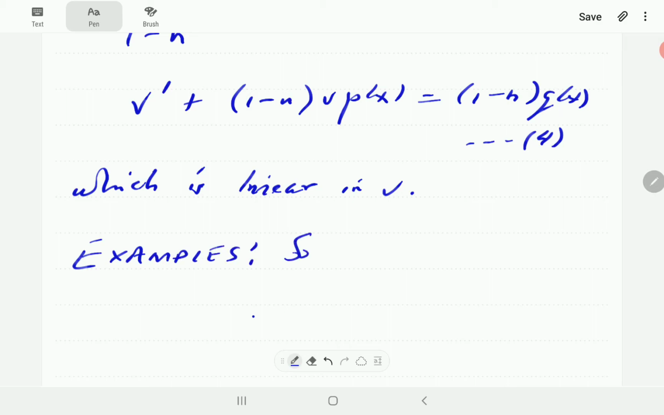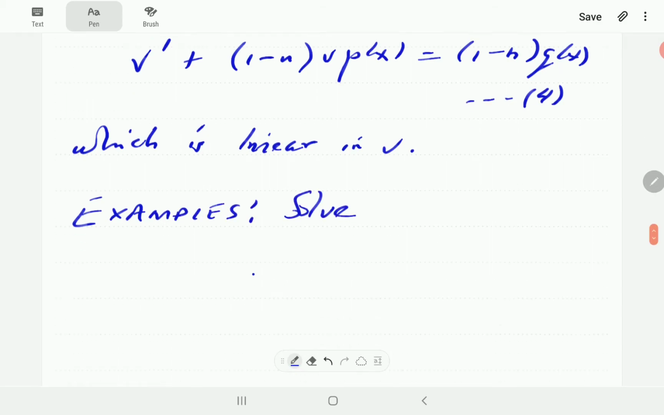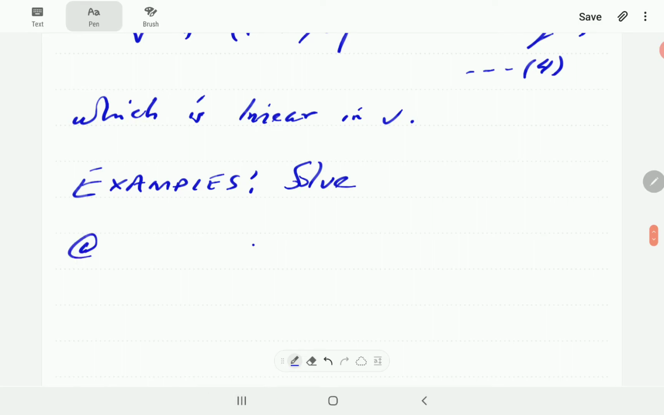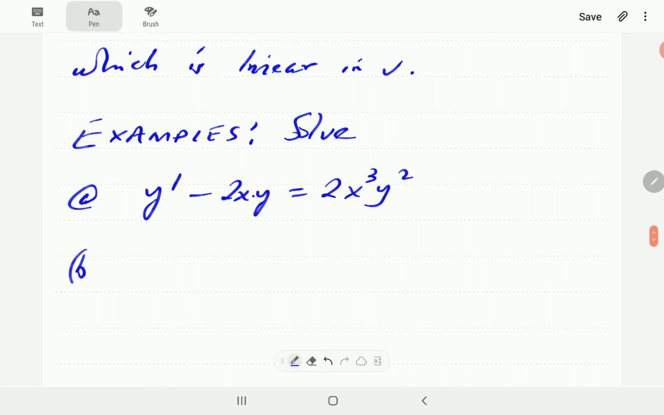So let's look at 2 examples. For examples here, solve. In A, we have y prime minus 2xy is equal to 2x cubed y squared. In B, y prime minus y is equal to x square root y.